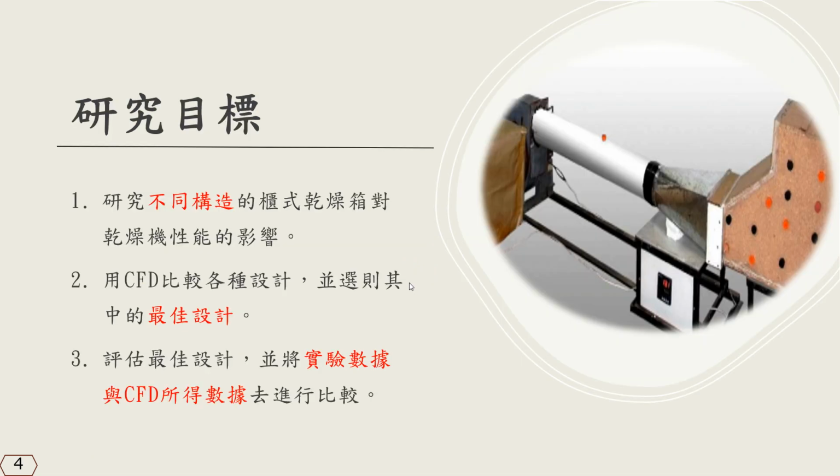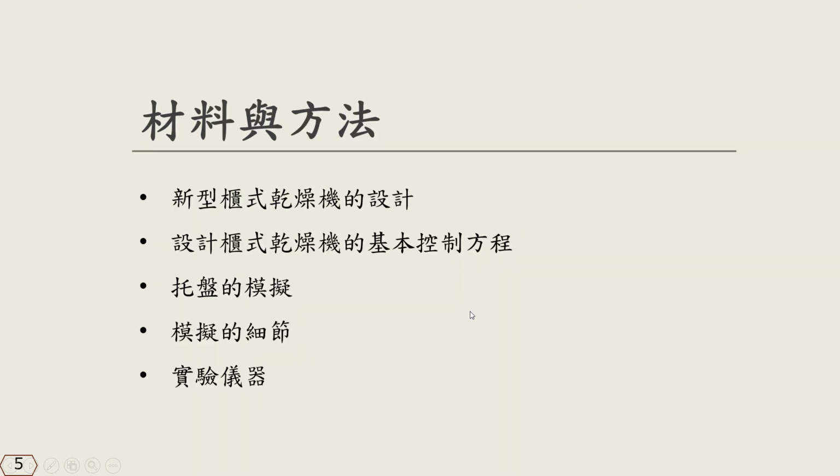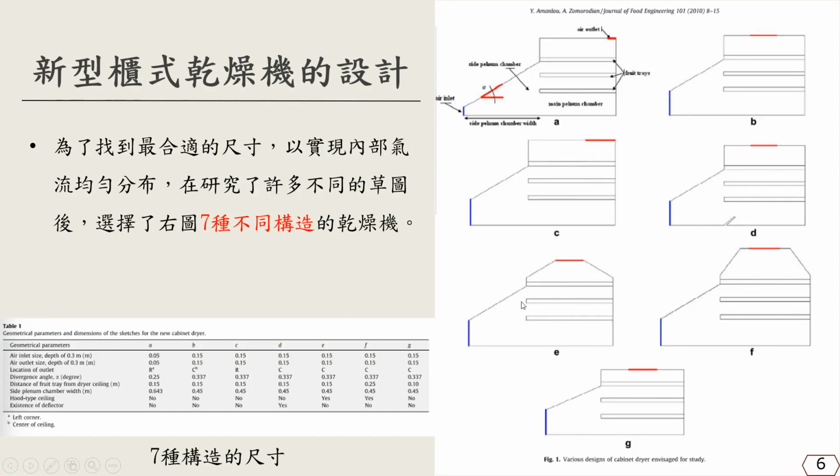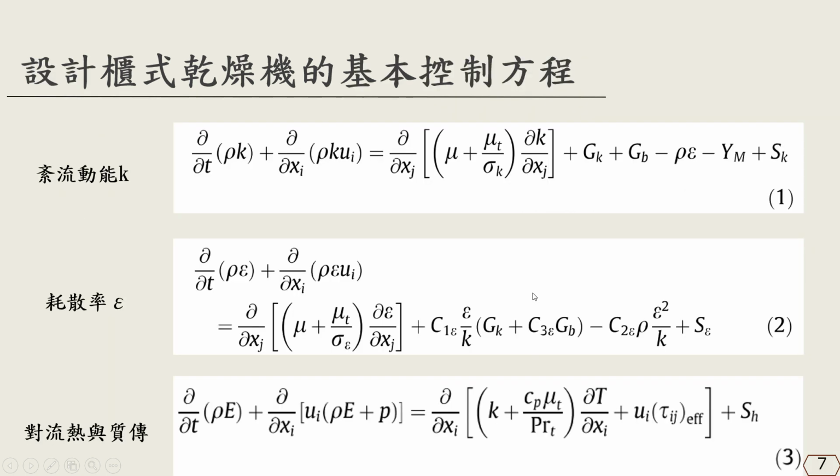And then below is the main objective of this research. Next, materials and methods are divided into the following types. Design of a new cabinet drying chamber. The picture on the right is a sketch of 7 dryers with different structures selected after research, and below are their respective dimensions. And then the basic governing equations for designing the cabinet dryer.